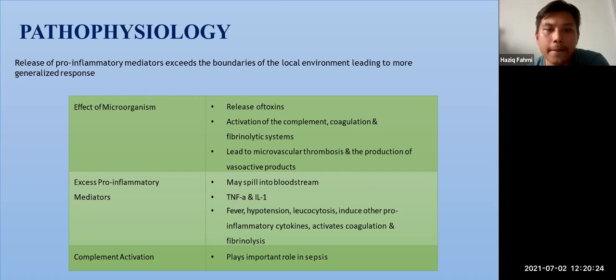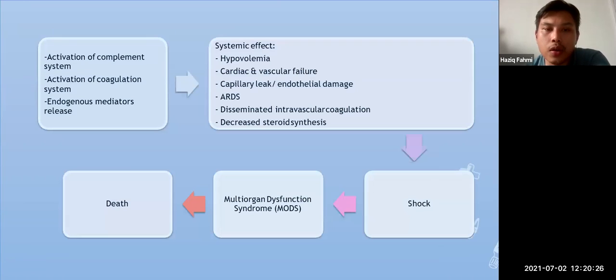So next. The activation of the complement system, as well as the coagulation system and also mediator or cytokine release, leads to the systemic effects of hypovolemia, cardiac and vascular failure, capillary leak or endothelial damage, ARDS, DIC, and decreased steroid synthesis. This will progress to shock, multi-organ dysfunction syndrome, and lastly, death.